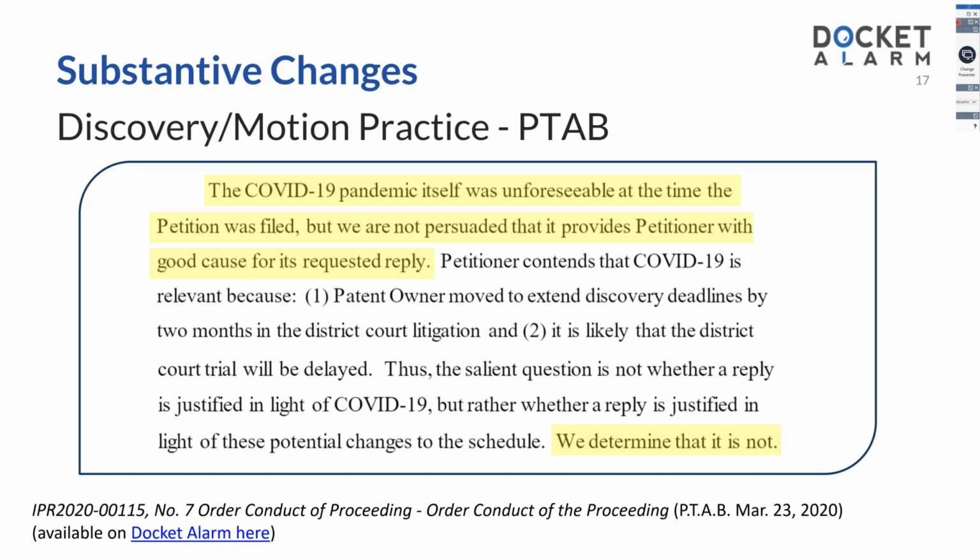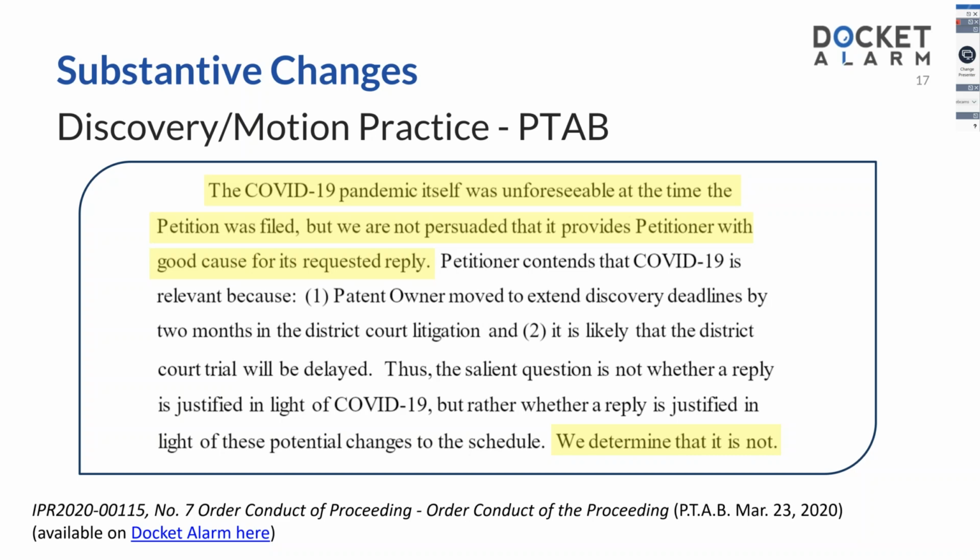I want to also point out there are some procedural but some substantive changes that are going on as well. Here I did a search also for discovery motions and motion practice generally, also looking for COVID-19. And this is a particular case, I can pull up this order. This is actually in the Patent Trial and Appeal Board. So if there's any PTAB litigators on the call, this might be relevant for you. The party tried to get additional discovery and tried to use the COVID-19 crisis as a reason for gaining that additional discovery, and they were denied.